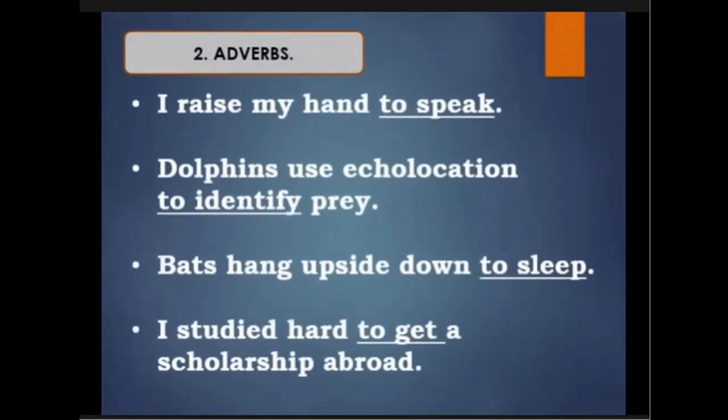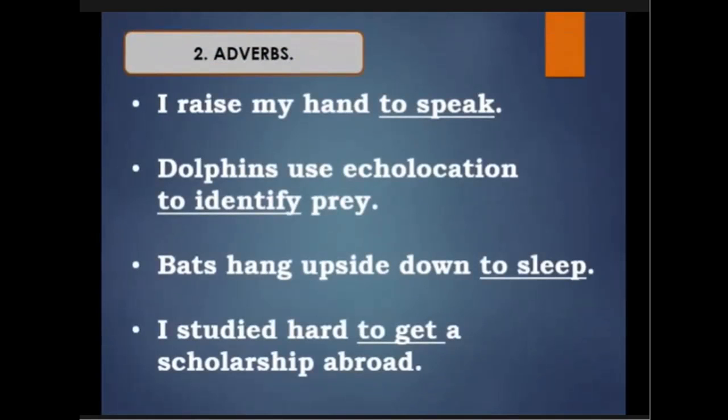The second one is infinitives as adverbs. And remember, what is an adverb? An adverb is a word that modifies verbs, adjectives, and other adverbs. And in this case, these infinitives are gonna tell us why or how the action is being done.